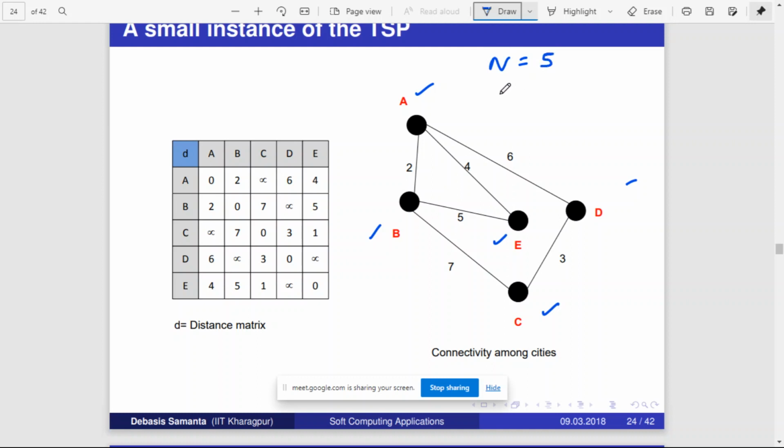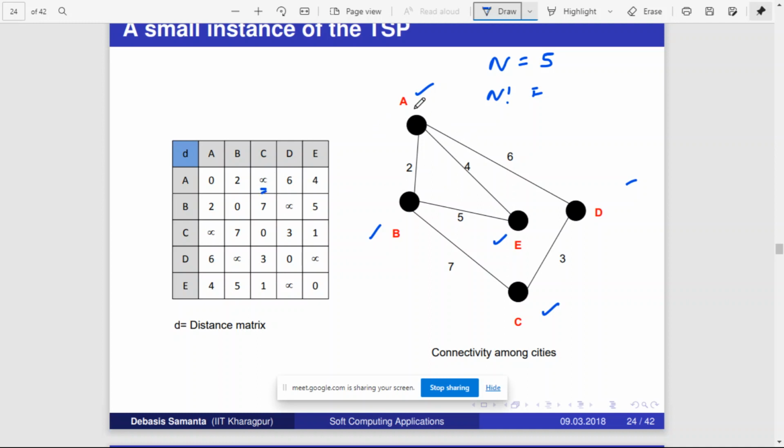5. So what are the possible solutions available? 5 factorial. Okay. So whatever the value of n, n factorial, that many solutions are available. Now there may be a direct path from one city to another city. In some cases there may not be a direct path. For example, from city A to B, there is a direct path. A to C, there is no direct path. So in that case, we will represent it as infinity because there is no direct path, or it's a very high cost path. So that is represented through infinity.